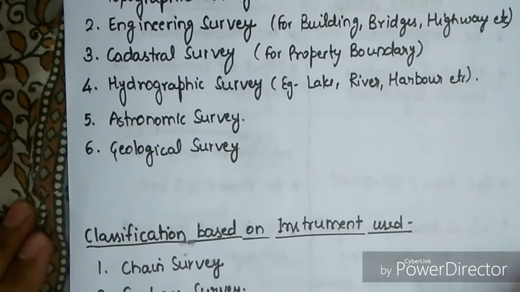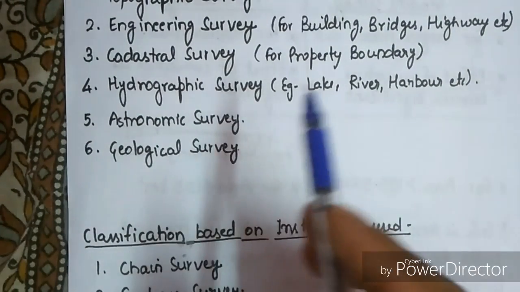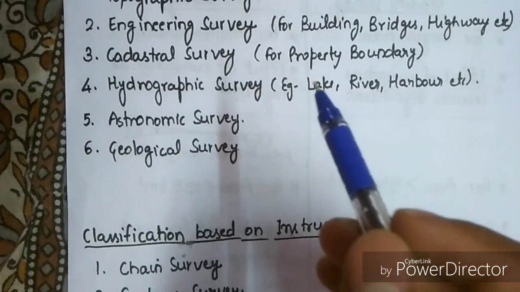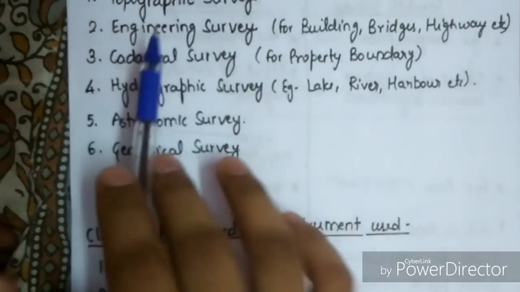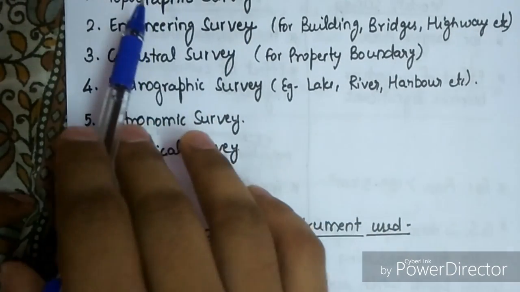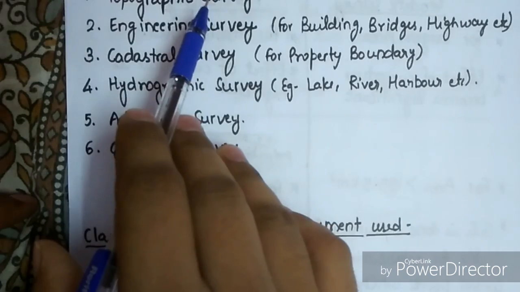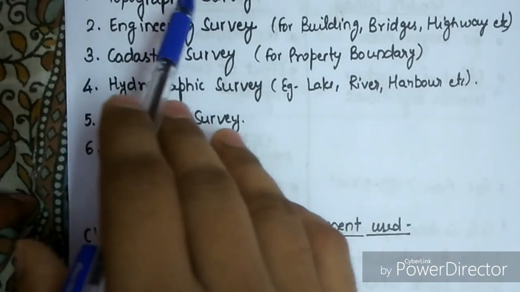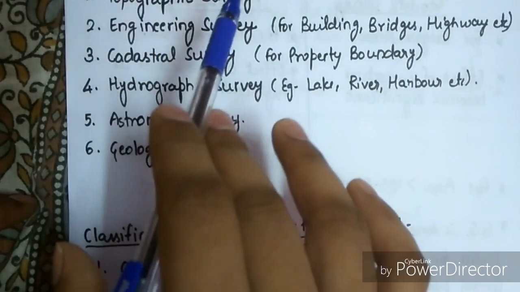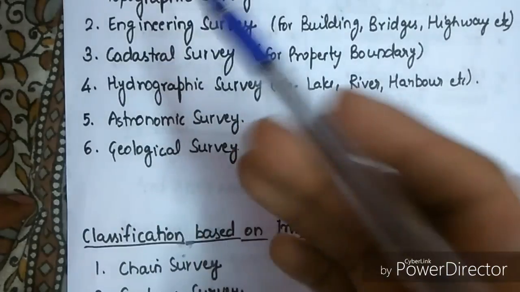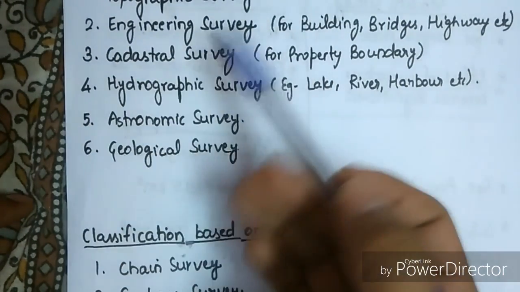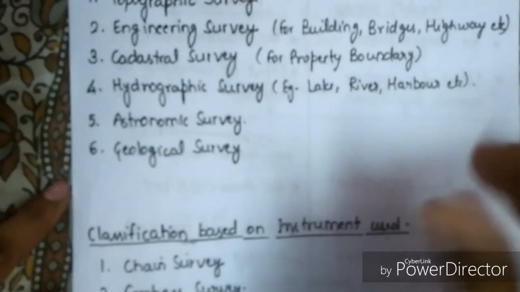Now classification based on purpose of survey. There are different classes of surveys. First one is topographic survey. These surveys are used to obtain the map which shows details of natural and man-made features on the earth's surface, including elevation information. Okay, we use different kinds of scale in topographic surveys.